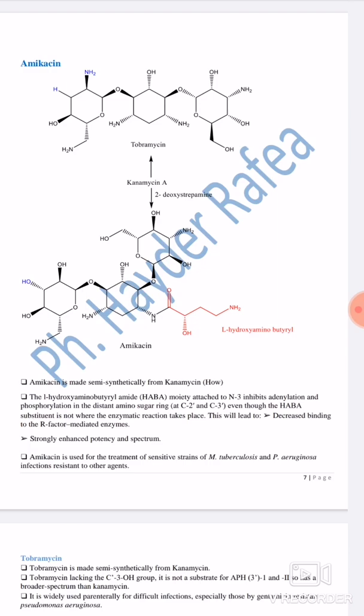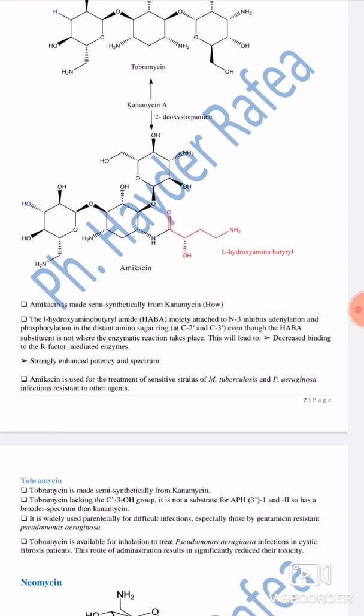Kanamycin, as we see, kanamycin A. Amikacin is made semi-synthetically from kanamycin. The L-hydroxyaminobutyrylamide moiety attached to the N1 inhibits the adenylation and phosphorylation in the distant amino sugar ring at carbon 3 and carbon 2, even though the hydroxyaminobutyrylamide substituent is not where the enzymatic reaction takes place. So this leads to decreased binding to the R factor mediated enzyme, strongly enhancing potency and spectrum. Amikacin is used in treatment of sensitive strains of M. tuberculosis and P. aeruginosa infection, which are resistant to the other agents.